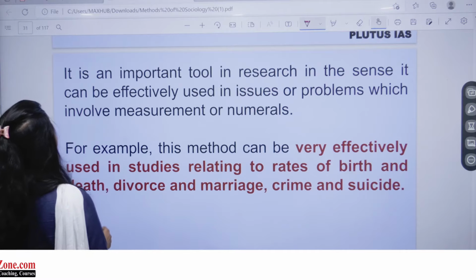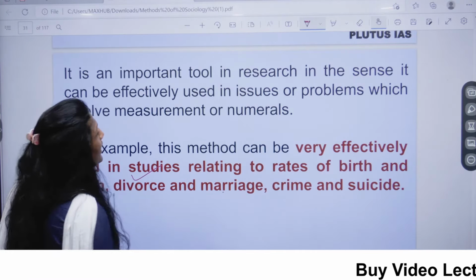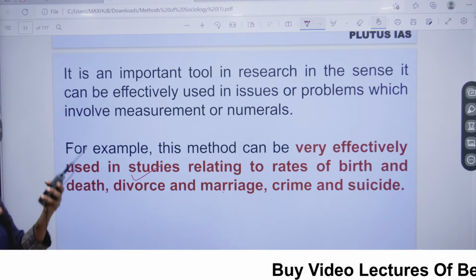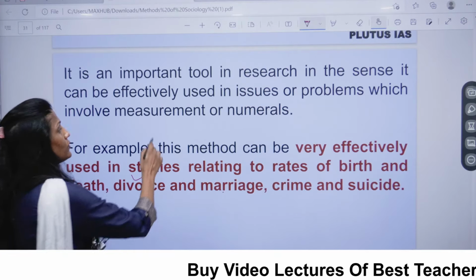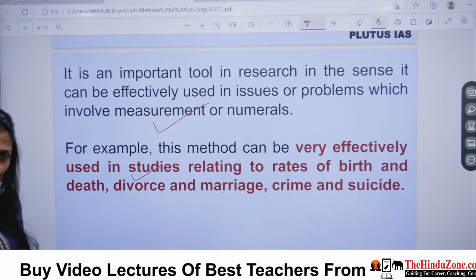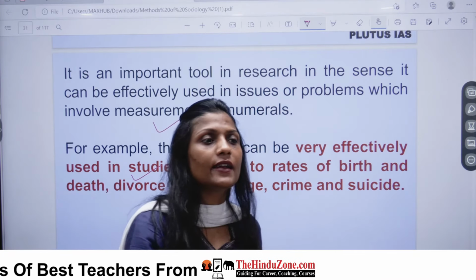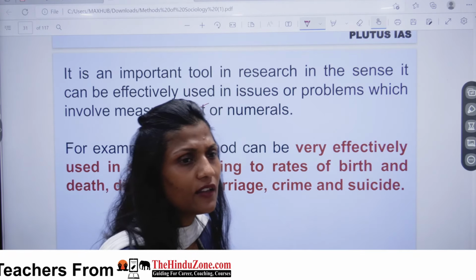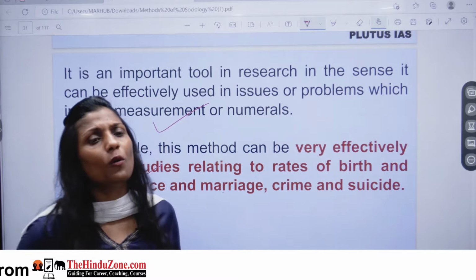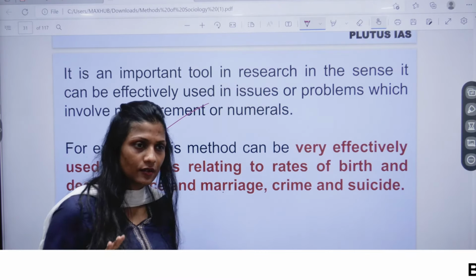All right. So we can see the divorce rate, marriage rate, crime rate, any problem which we can measure, because statistical is associated with numbers. Numbers bring good, transparent information, so there will be no biasness in our findings. It will be more accurate.